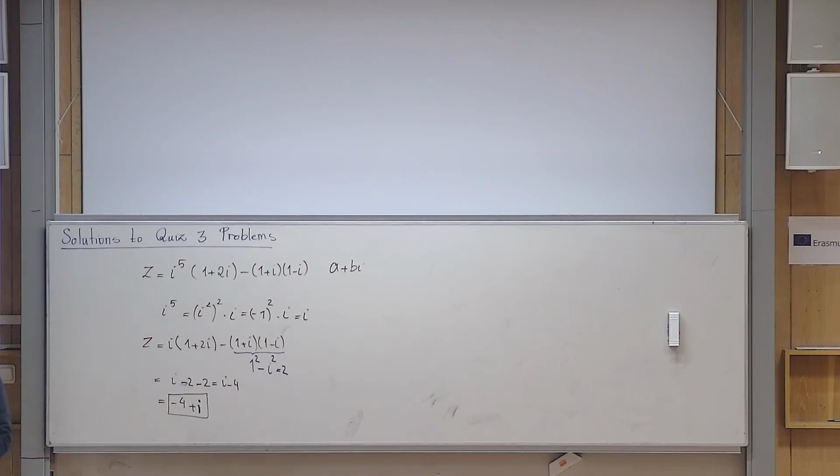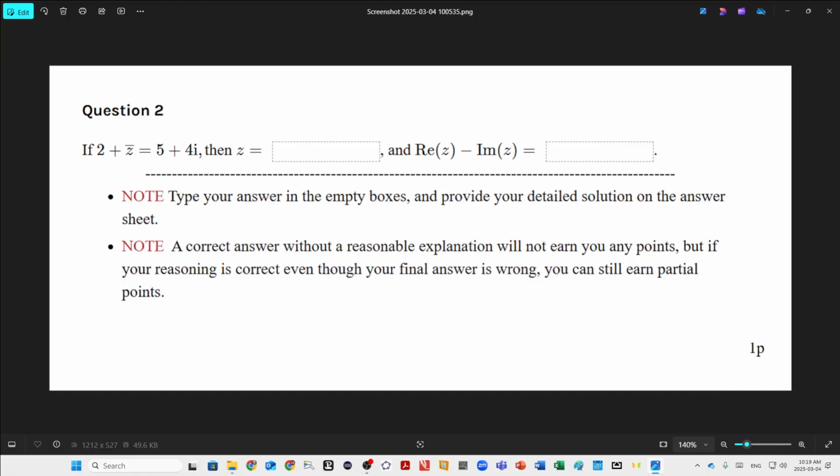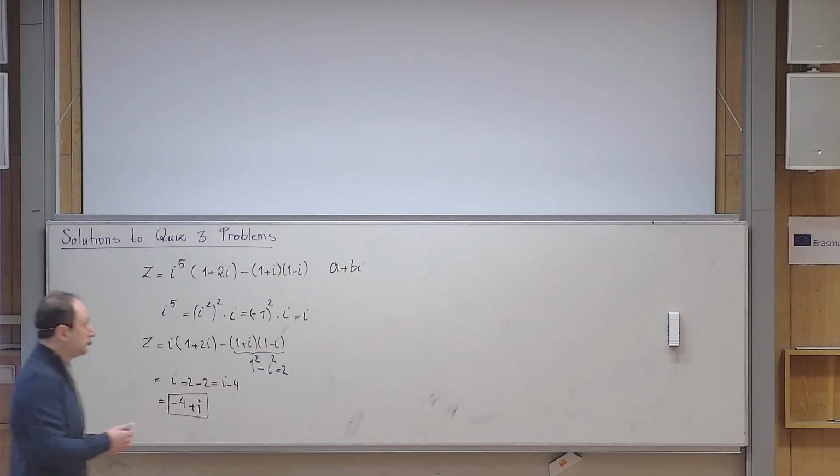Now let us go to the next problem. We have this equation, 2 plus z bar equals 5 plus 4i. We are supposed to find z and write it here. We are also supposed to find real part of z minus imaginary part of z. So how can I solve this problem?